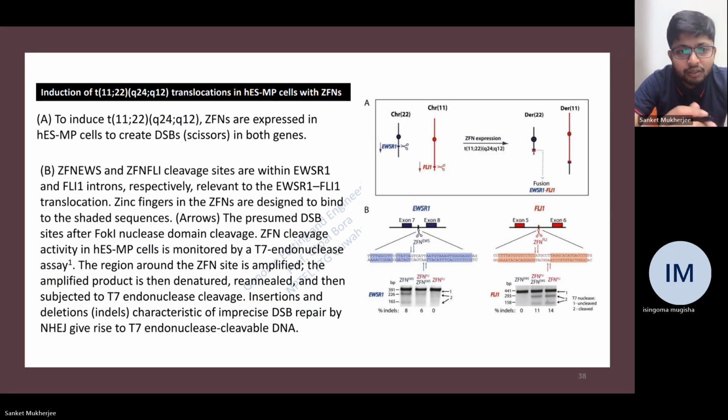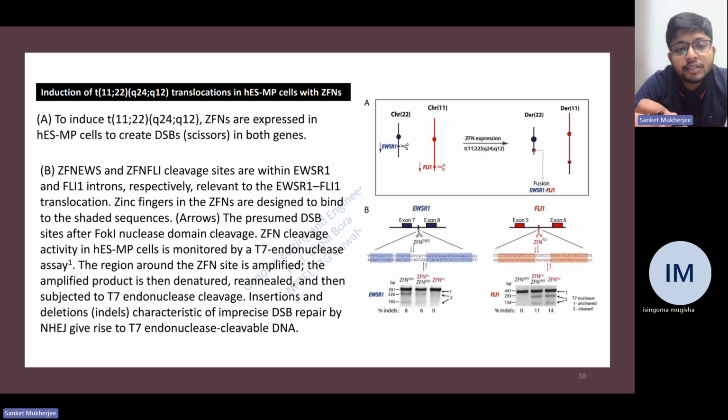Now, induction of a t(11;22) translocation in these cells using zinc finger nucleases was performed. The zinc finger nucleases were expressed in these cells to create double-stranded breaks. So the zinc finger nuclease EWS and zinc finger nuclease FLI1 cleavage sites are within the EWSR1 and FLI1 introns, so they do not affect the expression of these genes relevant to the EWSR1-FLI1 translocation.